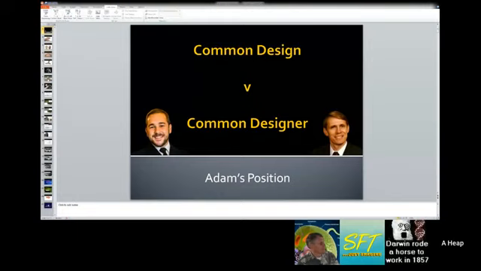Kent is arguing for common designer. I'm arguing for, well, not entirely common design. We're going to get into that. So, evolution requires common design. It also requires uncommon design, and I'll explain that fully. So let's look at some common designs first.